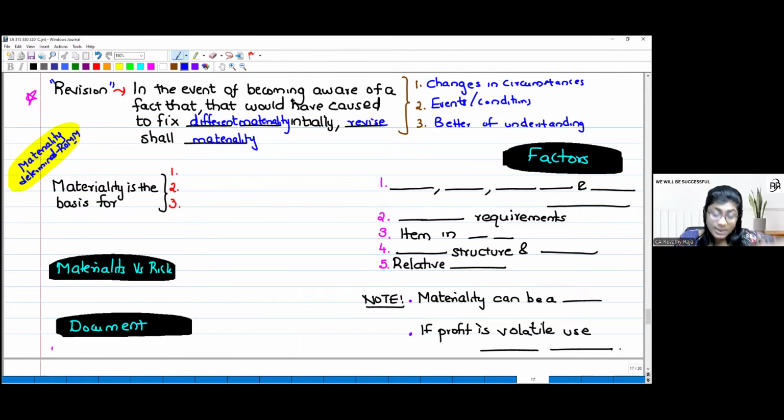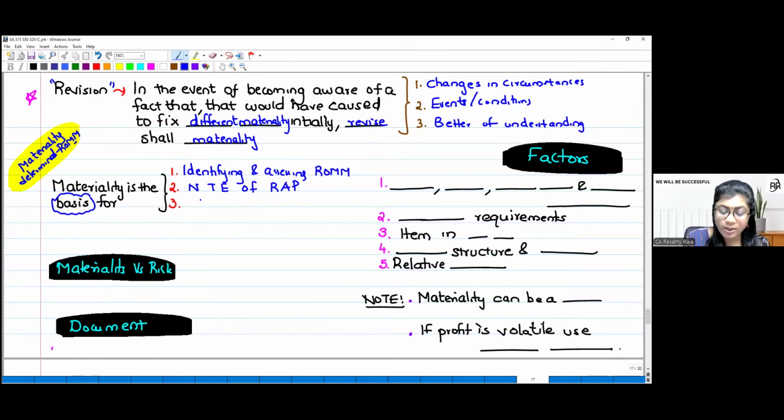So materiality is the basis for identifying and assessing risk, and for designing the nature, timing and extent of RAP and the nature, timing and extent of FAP. Unless you fix materiality, how are you going to see the risk of material misstatement? So materiality is a basis. Then only you can see this. ROMM is SA 315, RAP is ROMM 315, FAP is 330.